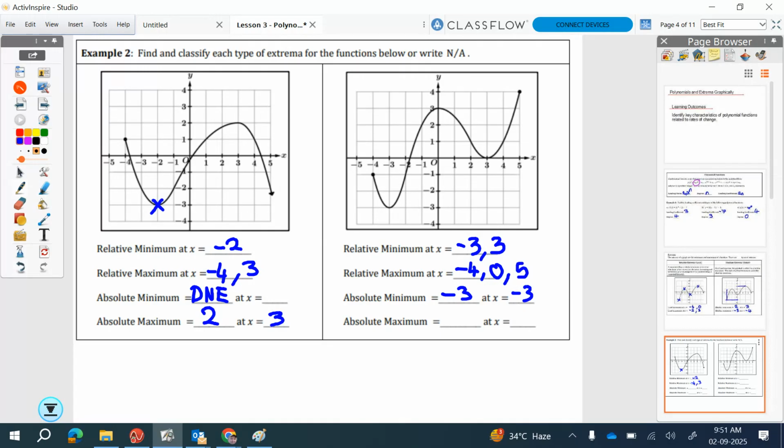Sorry, don't shout out. Let's have somebody else involved. Haven't heard anything from the table over here. Let's hear you guys. 3 and 6. What is the absolute maximum going to be? What's the absolute maximum going to be? So the absolute maximum is going to be 4. This occurs at x equals 5.